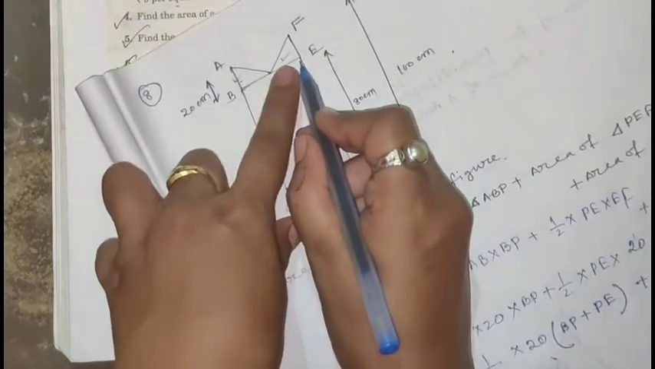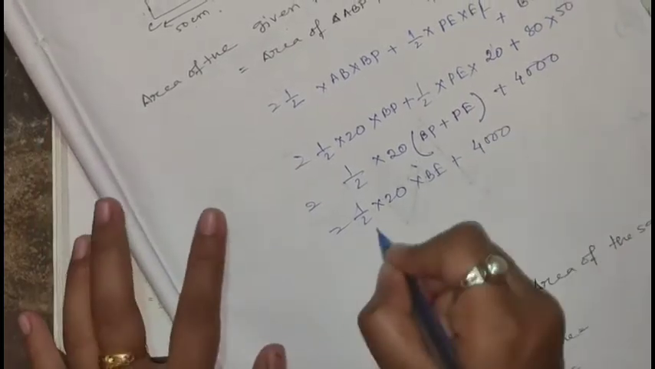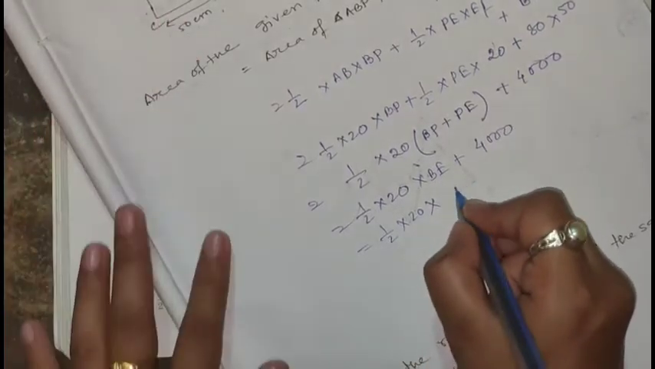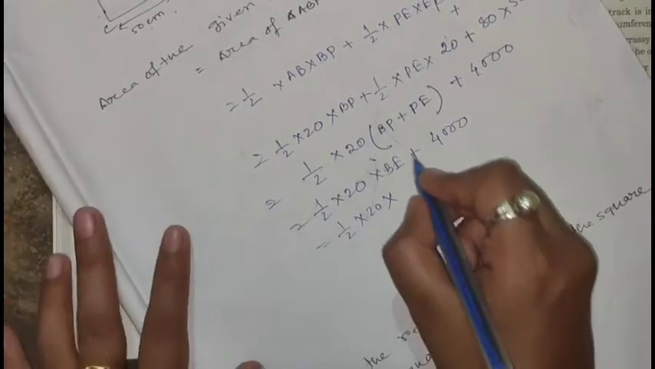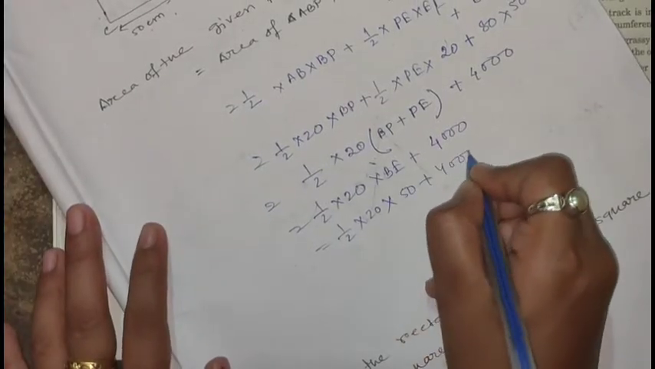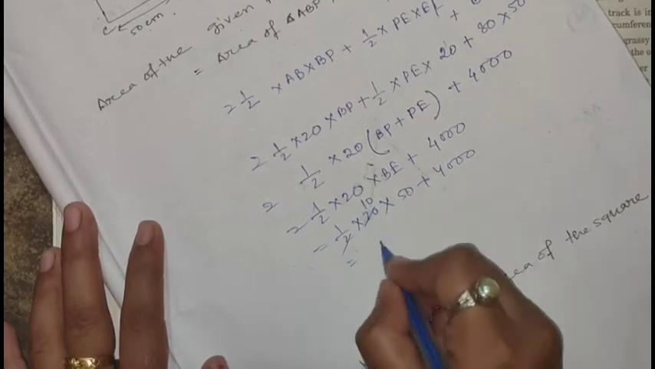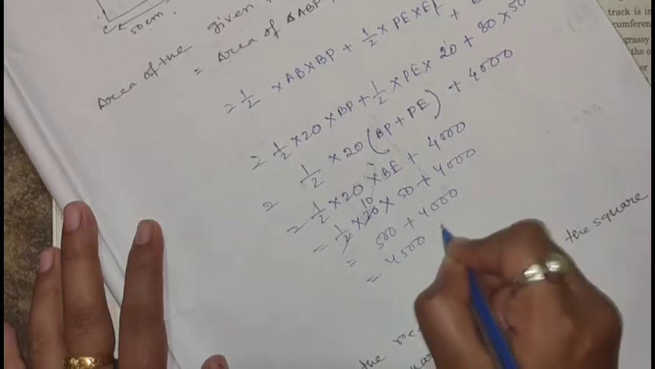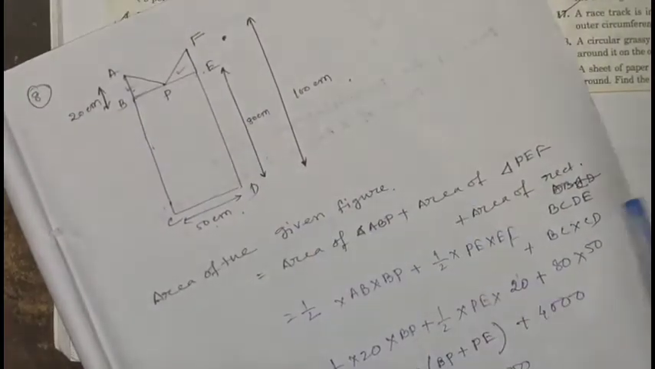তাহলে half into 20, BP plus PE. BP আর PE আমরা যদি অ্যাড করি টোটাল কি পাবো? BE পেয়ে যাব. 4000, half into 20 into BE. The value of BE and the value of CD is same, so the value of BE will be 50 plus 4000. 2 10s are 20. 10 50s are 500 plus 4000. So the value will be 4500 centimeter square. This will be the area of this figure. Okay.